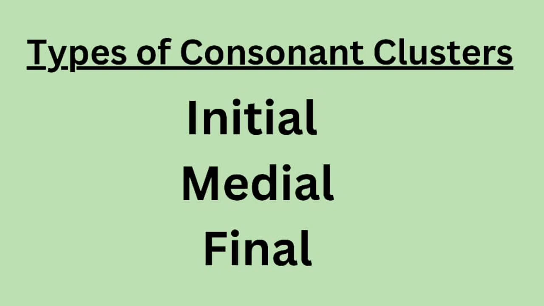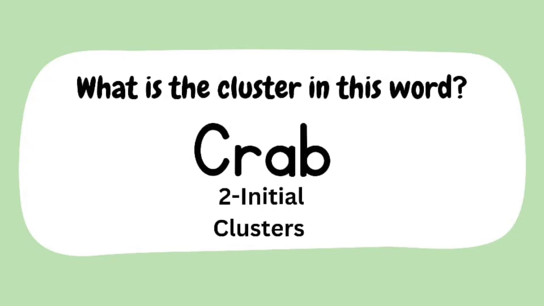Okay, so let us see what is the cluster in this word. In the word crab, we have c and r as the cluster. So we will refer to that word as having 2 initial clusters in it. Another example is the word trap, tray, bring. Those are good examples of words that have 2 initial clusters in them.